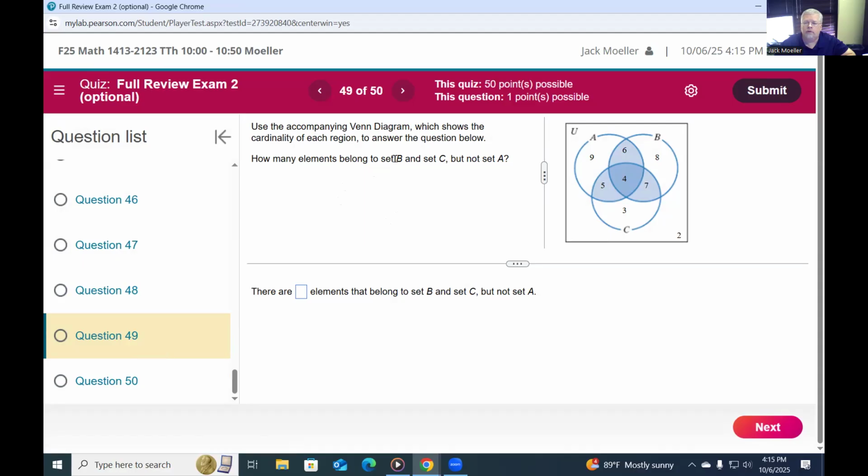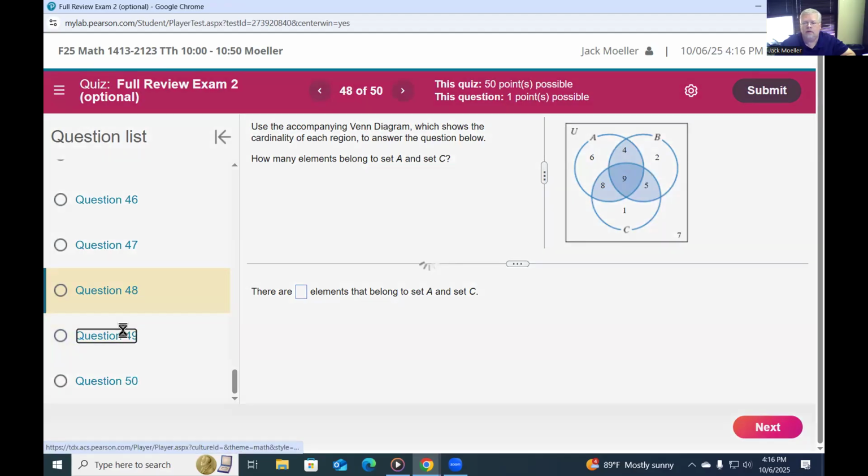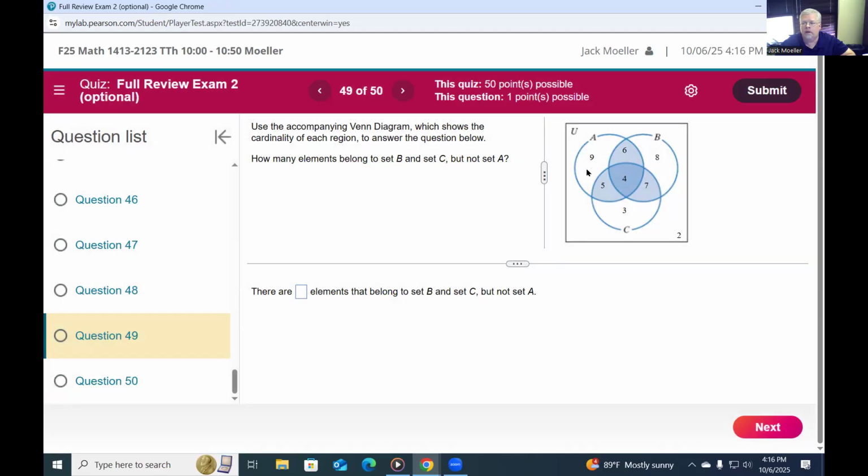So how many elements belong to sets B and C, but not set A? All right. So if we want B and C, that's the overlap of B and C. So it's those two regions. So it's the 4 and the 7, but not A. Now notice it specifically says not A, whereas the last one just said sets A and C. It didn't say anything about B. But here it's B and C, but not A. So it's not the 4 and the 7 because we don't want the 4. So this would be just 7.